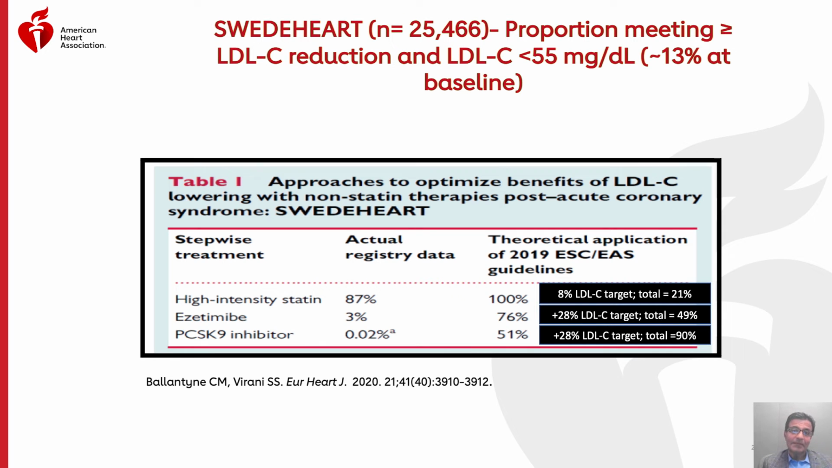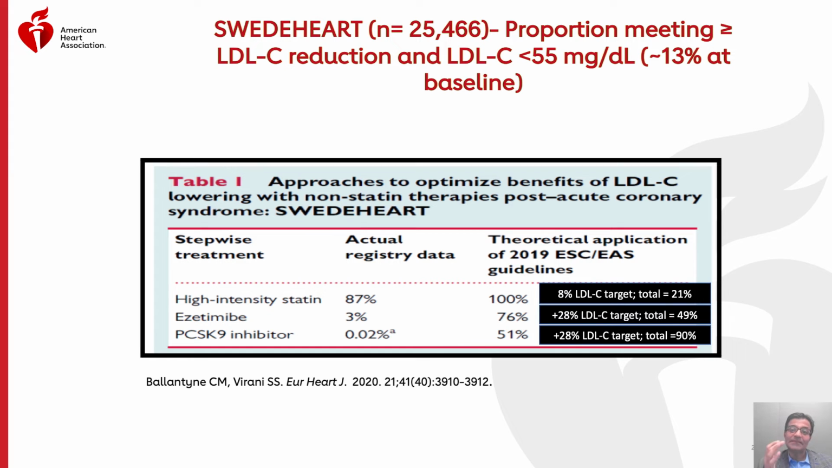The other aspect of this is that if you look at some of the recent registries, this is a registry from Europe where patients are extremely well treated. Almost 87% of these patients were on high intensity statin therapy. In the US right now, in the best healthcare systems, about 80-85% of patients in secondary prevention are on statin therapy, and 50% or so are on high intensity statin therapy. This is more of an ACS registry, so you see higher numbers. But with 87% high intensity statin use, only 13% have LDL cholesterol levels less than 55 at baseline.